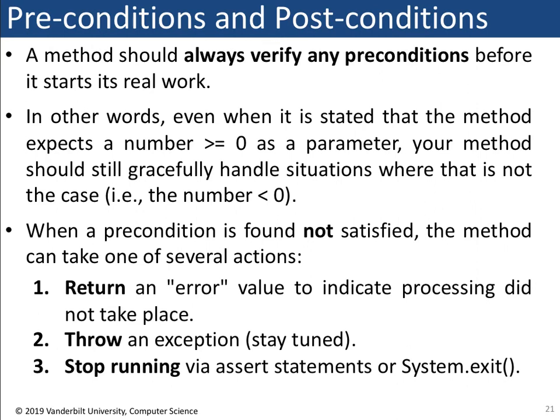It should be able to gracefully either display a message saying no negative numbers are allowed to be used, or some other situation, or assume that the value is 0. There must be some way of handling a violation of the preconditions. And there are several ways to go about this. One is to return some error value, commonly like a -1 or a 0. Another way to go about it would be to throw an exception. We'll talk about that later. Another way would be to use an assert statement or a system.exit to stop the program from running.